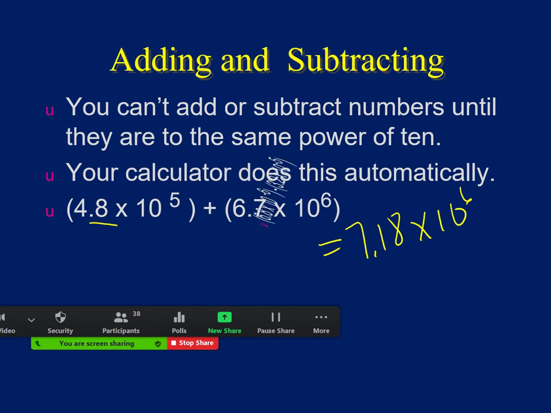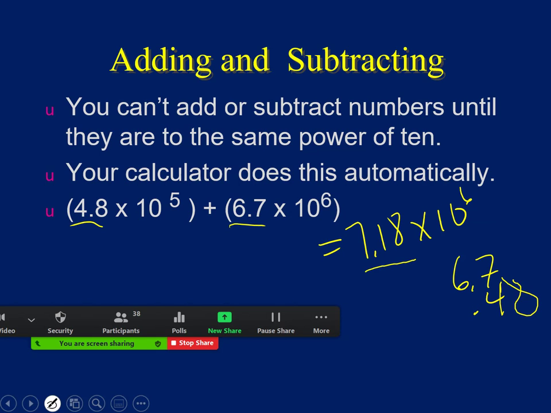Now that looks kind of strange because 4.8 plus 6.7 doesn't add up to 7.18. But what does add up is 6.7 and 0.48. And everything dies on me. And 0.48. That adds up to the 7.18 that goes in front. Sorry, my pen died. I'm having lovely difficulties today. Okay.